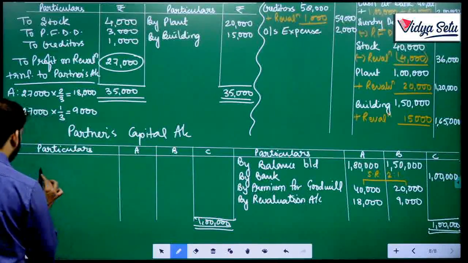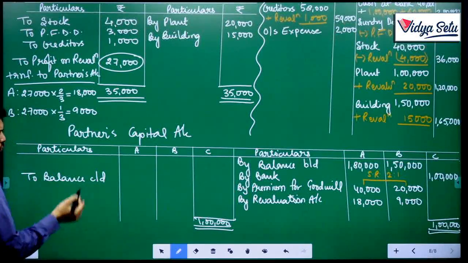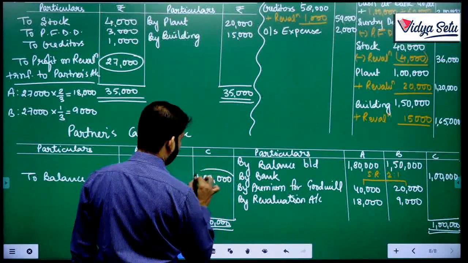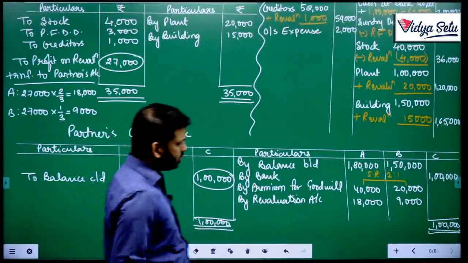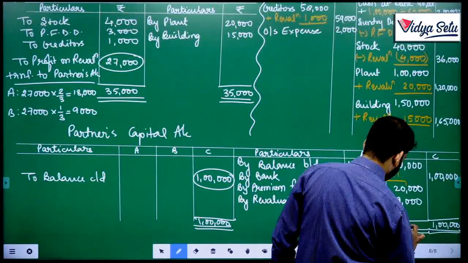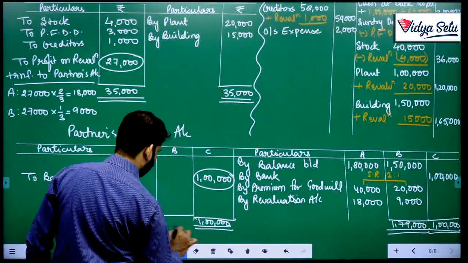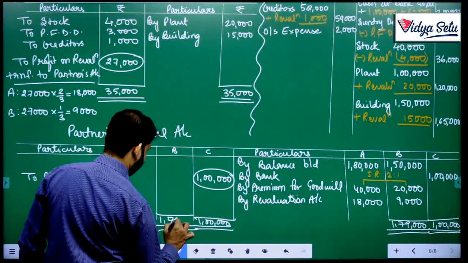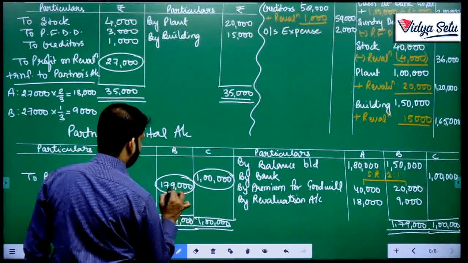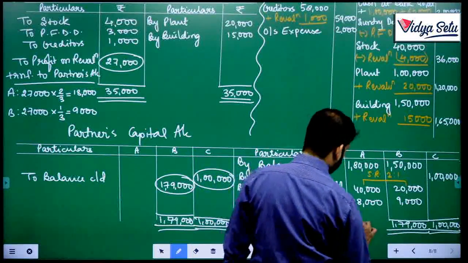So to make it 1 lakh, what we need to do? We need to write down to balance, carry down. There is no drawing, there is no interest on drawing. So 1 lakh is the balancing figure. For him, the balancing is 179. Here also. And this becomes our balancing figure. And finally here 180, 220, 238.